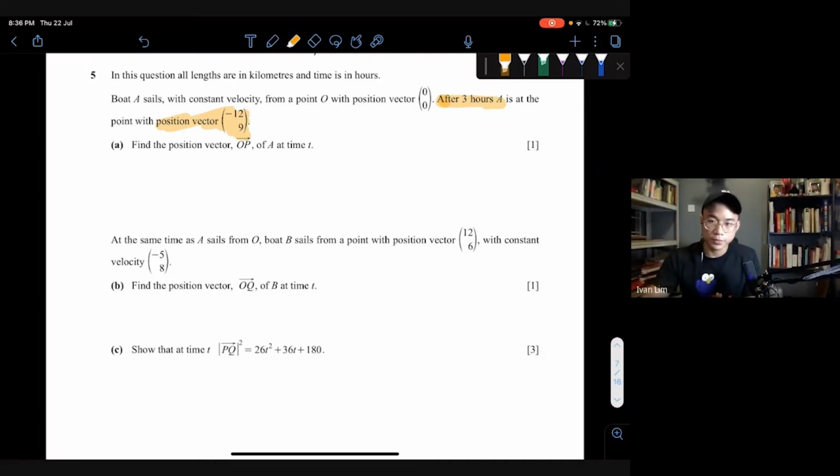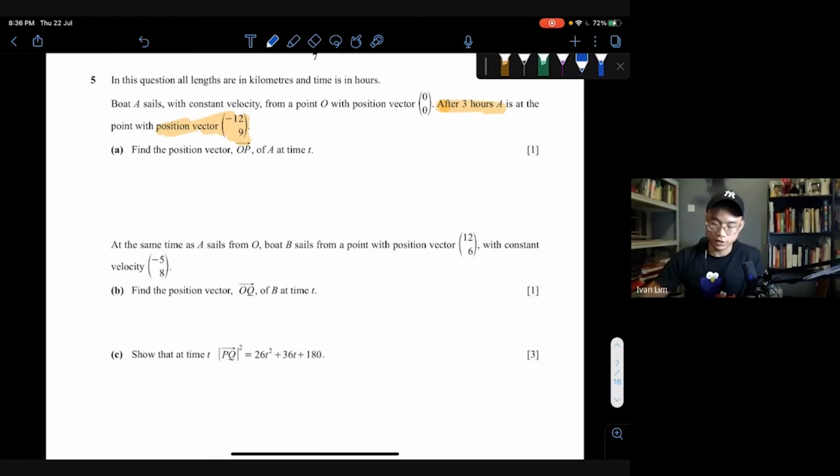Okay. Find the position vector OP of A at time T. Okay, so y'all got anything type in the chat first? Later because I want to record this first. Okay.